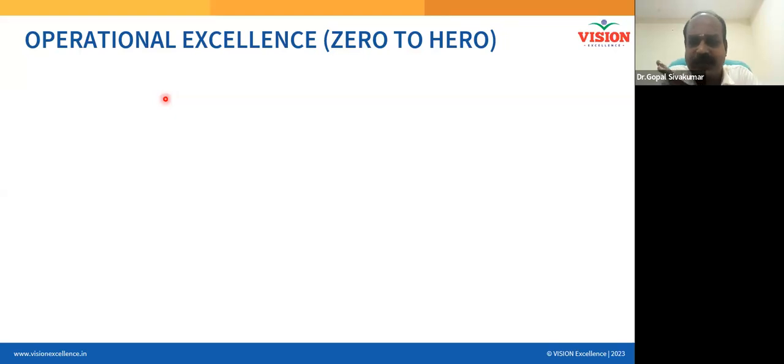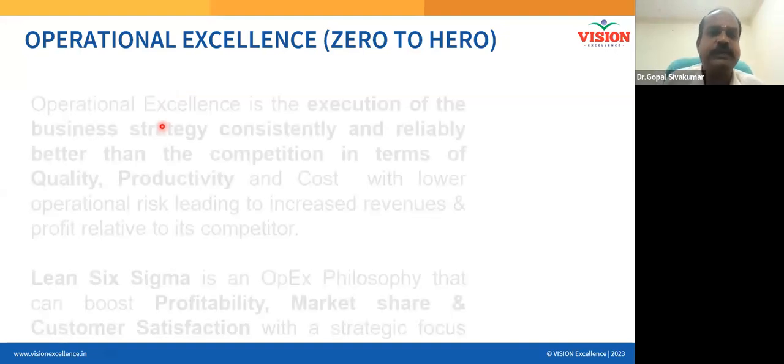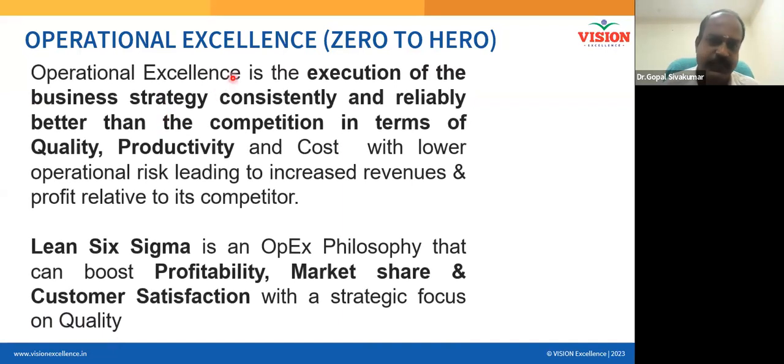But you should have the clarity on what you want to achieve. What is your market? Who are your competitors? And then if you think in this manner, definitely you can make your company number 1. This thinking and this approach is known as operational excellence. Now you can read the definition of operational excellence.